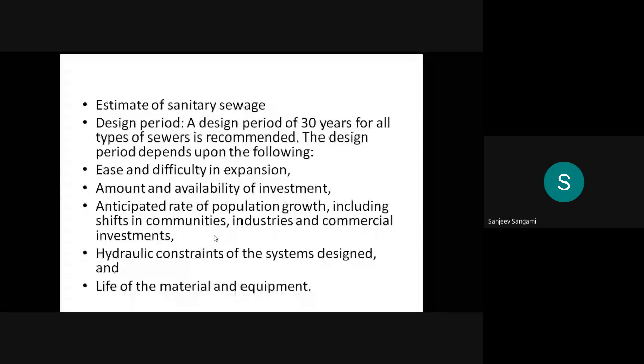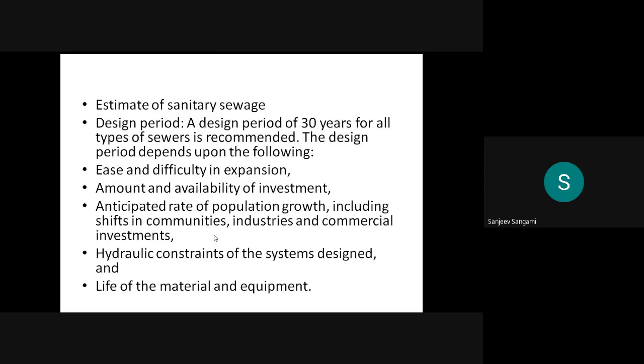For example, if you are taking 135 LPCD, and 80% of the wastewater is coming out, then you multiply it by whatever the population is. Then you will get the total sewage coming out from that line.